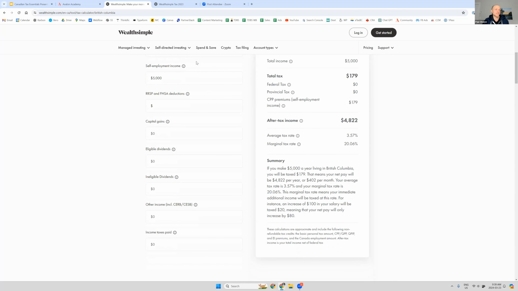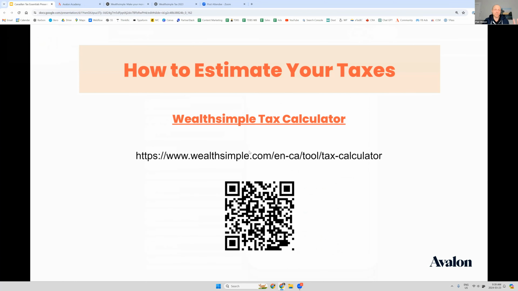So have a look around at that whenever you want. It's free. It's great to use. I'm not sponsored by Wealthsimple or anything like that, but they just have a good tool to use, and I come back to it a lot.